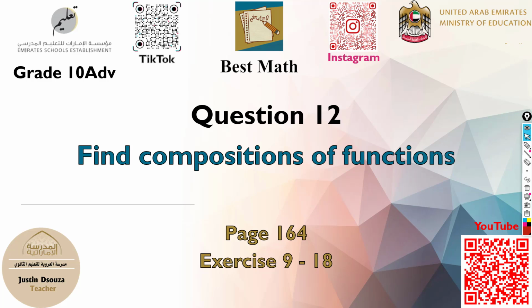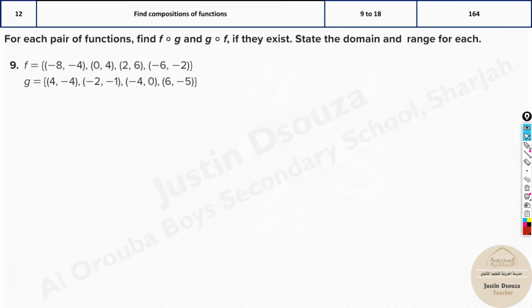Question 12 is on composition of functions. Here we have been given f and g, the coordinates x, y points are given, and we need to find f composed g and g composed f. Now we need to state the domain and range of each. There are different methods to do it, but I'll tell you the table method which I generally prefer.